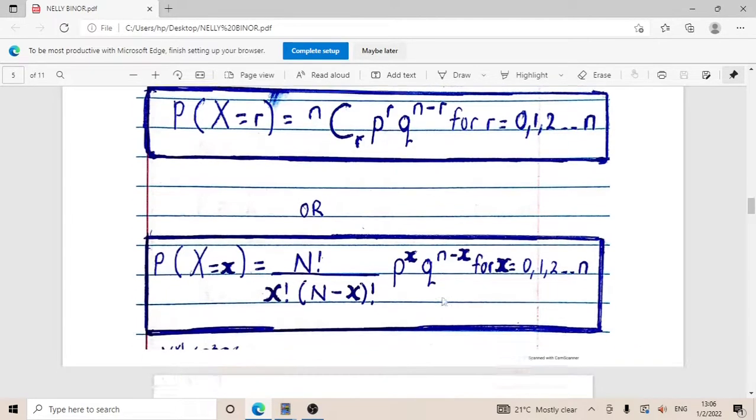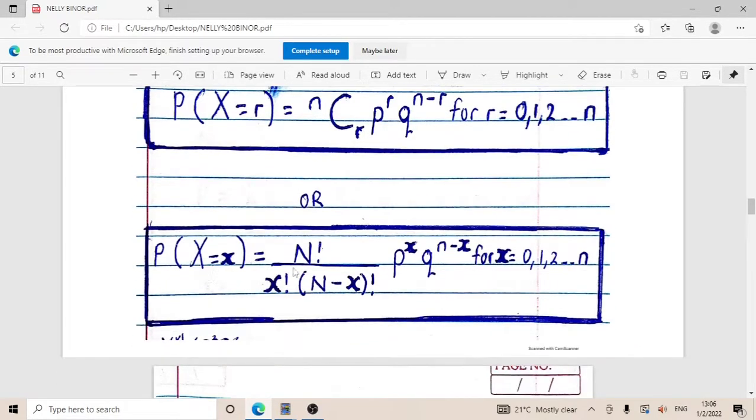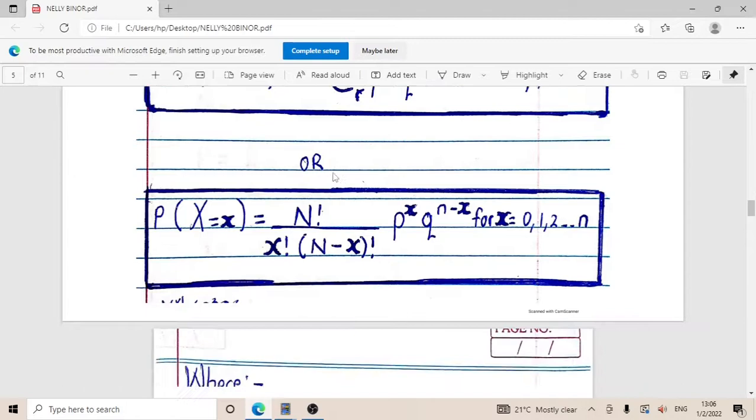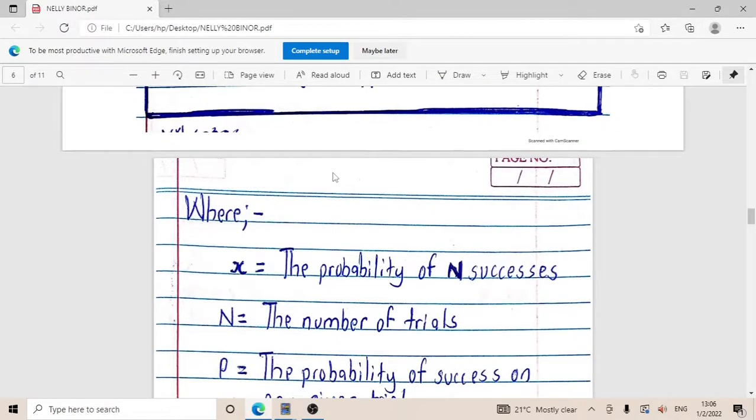You can note it down, or it can be this: probability is equal to n factorial divided by small x factorial times n minus small x, all factorial, and then you add the p and q and give them their powers, which is n minus x. So these are the formulas. You can note them down, but for examination purposes, let's always use the above formula. It will ease time. It will enable us to finish the paper in time.